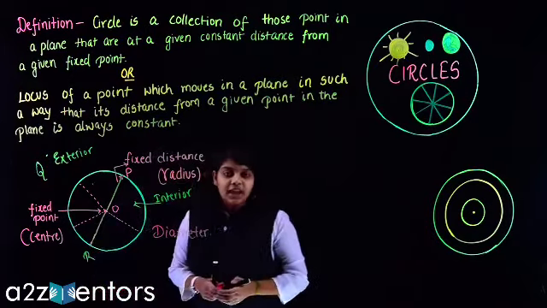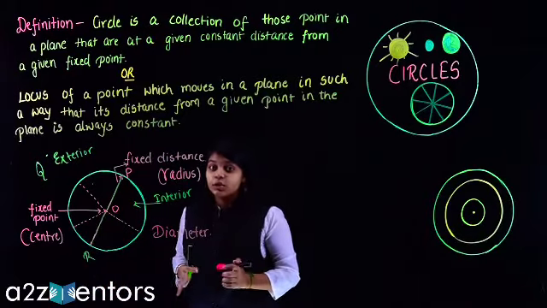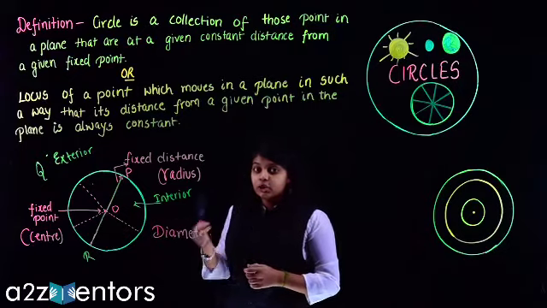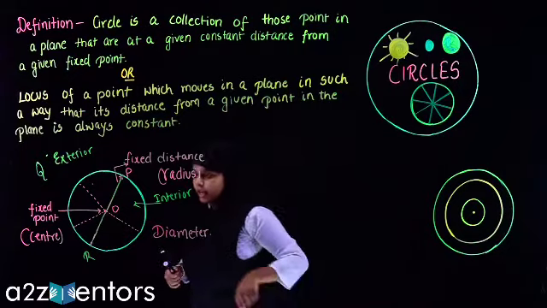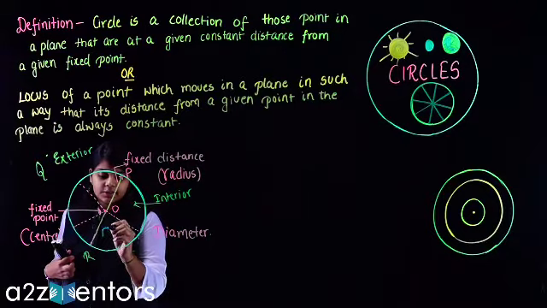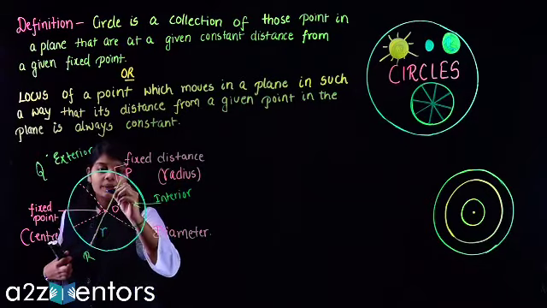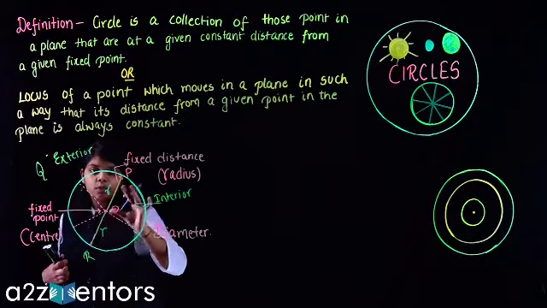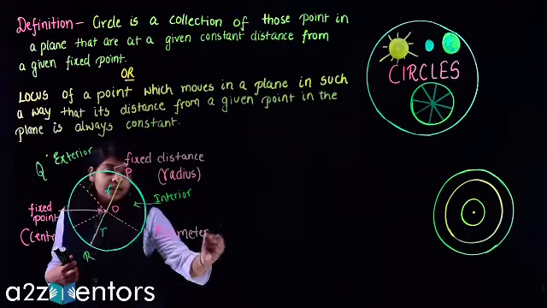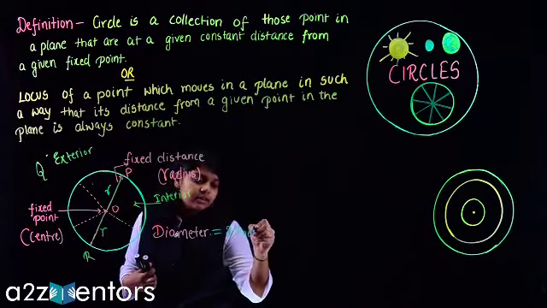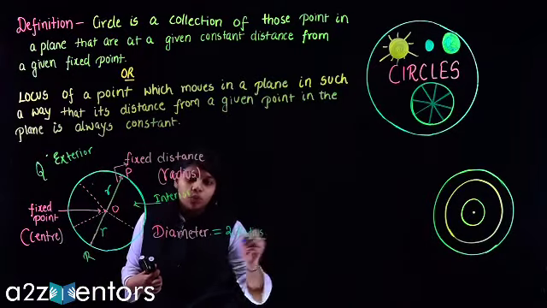Now, what is the speciality of a diameter, or what is the relation of a diameter with the radius? A diameter is twice the radius. If OR is a radius, let me name it as small r, and OP is also a radius, then this is OR plus OP. That's two times the radius. So diameter is twice the radius. This is what we already know.